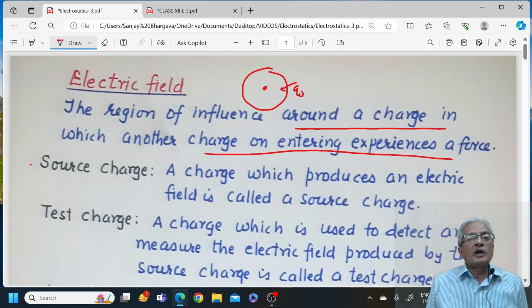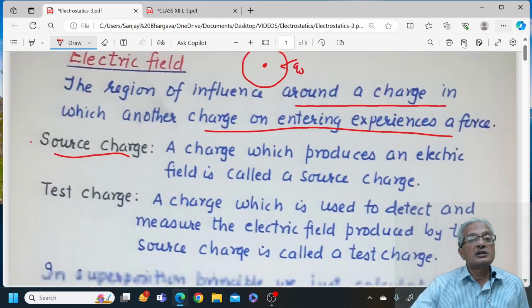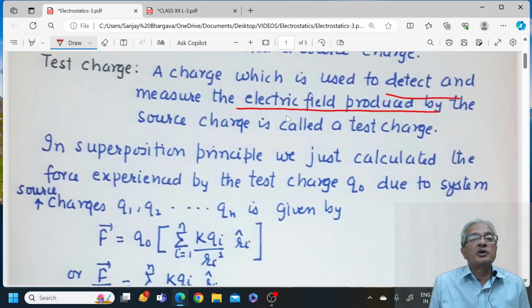We talk about two types of charges. One is called the source charge. A charge which can produce an electric field is called a source charge. Then what is a test charge? The test charge is a charge which is used to detect and measure the electric field that is produced by the source charge. So the electric field is produced by the source charge, and the electric field is detected and measured by the test charge.